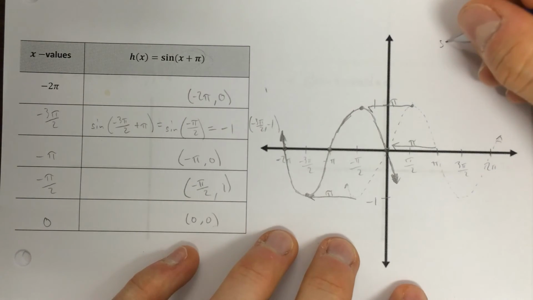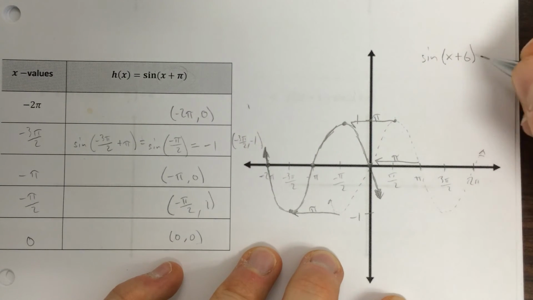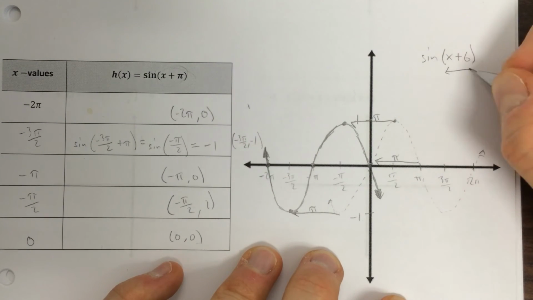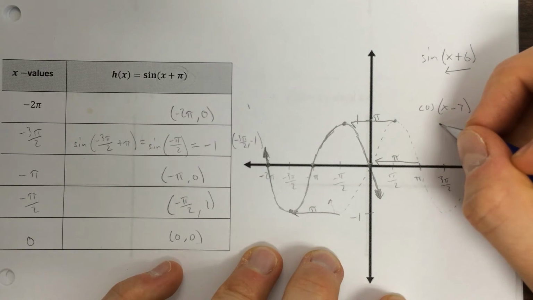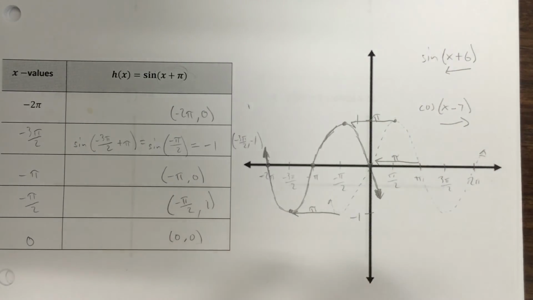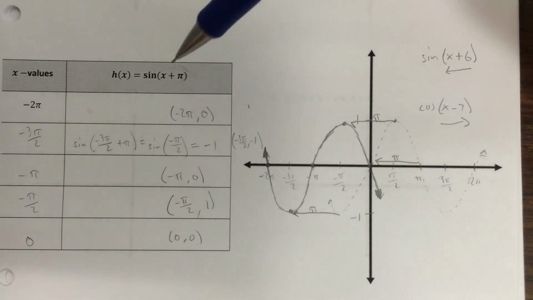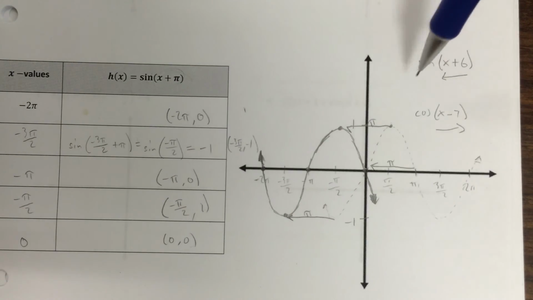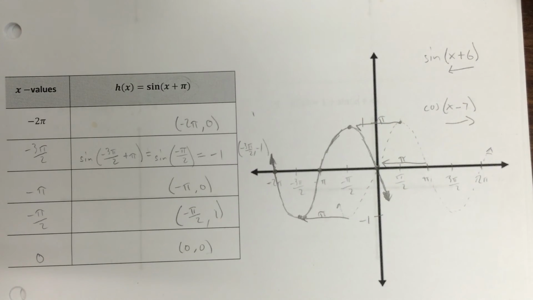And so what we said is if we shift inside of our function, so it's f of x, sine of x plus 6, that shifts it to the left 6 units. If it was cosine of x minus 7, that shifts the function to the right 7 units. This one is a little counterintuitive. If you add, you think you move to the right, but really you're moving to the left. Similar thing if you're subtracting, and that's inside of our function.